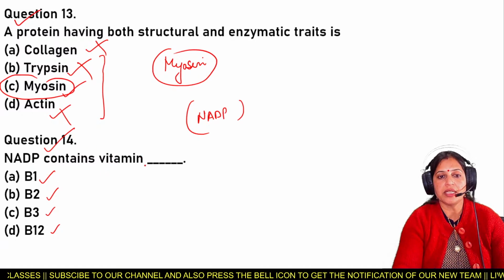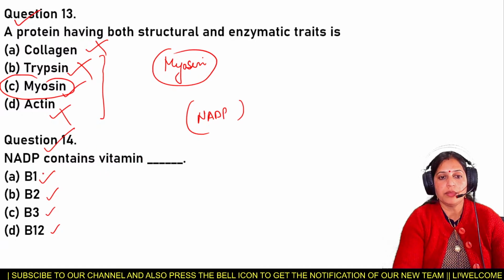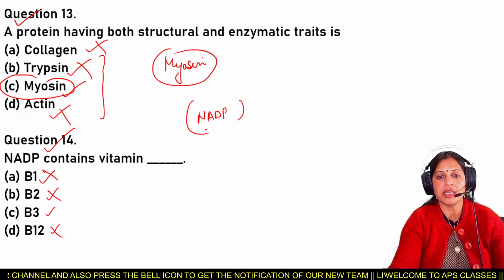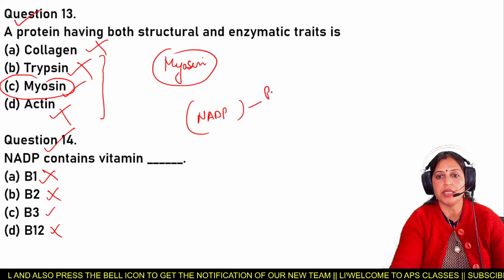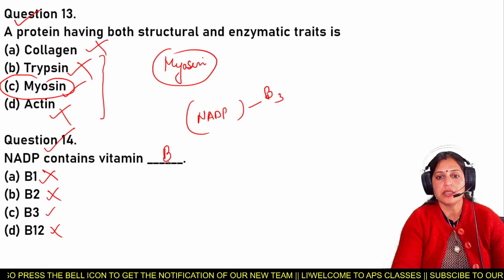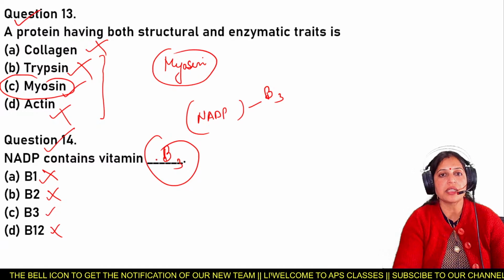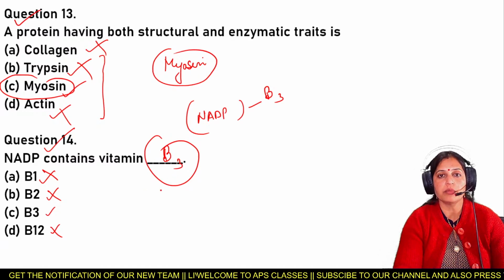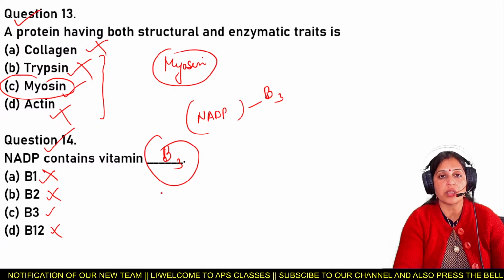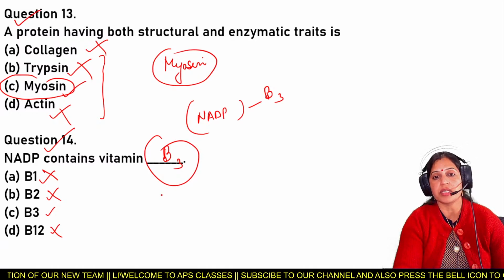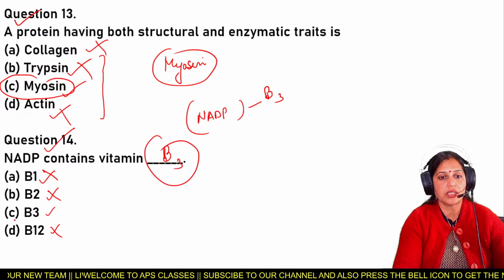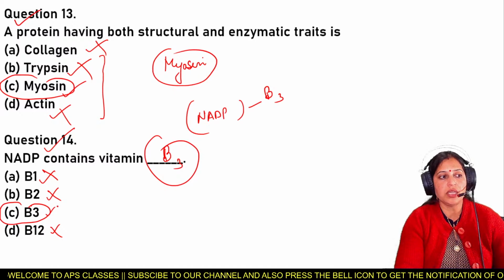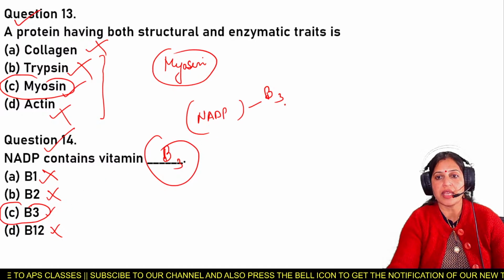So NADP contains the vitamin that is not B1, not B2, not B12, but B3. So NADP contains only vitamin B3, not vitamin B1, not vitamin B2, and not vitamin B12. So here this is the right answer, because B3 is also named as niacin.